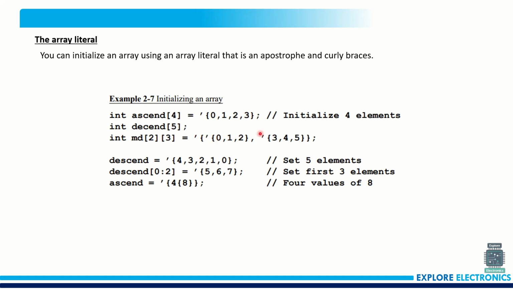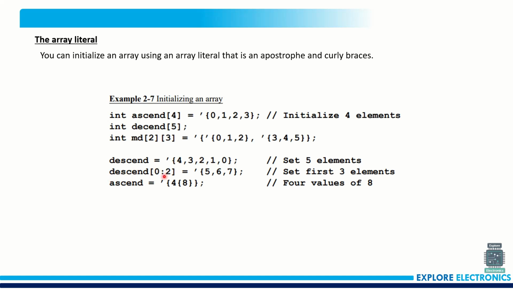That's why there are 2 such values with apostrophe, and outside also we will be having 1 apostrophe. This is the way we need to allocate the values for multidimensional arrays. Then we have descend. We are assigning values for the descend array, which we have declared over here. Descend of 5 means it will take 5 values and it will be having 5 elements. So descend is equal to apostrophe 4, 3, 2, 1, 0 is the value we are allocating.